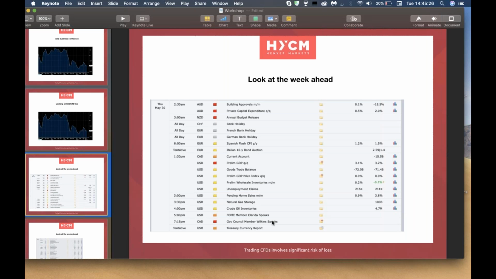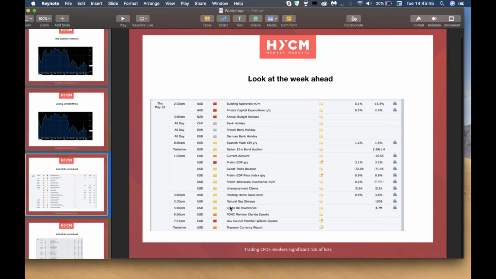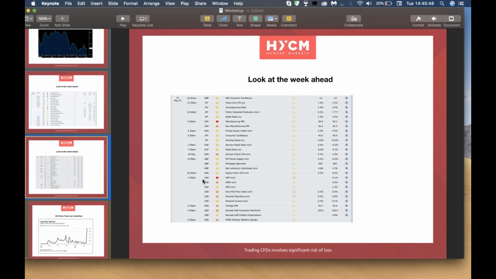So sometimes a central bank will do this. They'll have the rate statement, and the next day there'll be a speech. And in that speech, traders are looking for confirmation, affirmation, or some kind of indication of what the central bank is thinking about the market's reaction. So that's just a learning point. Be ready for that. And of course, the crude oil inventory figures are coming out as well.